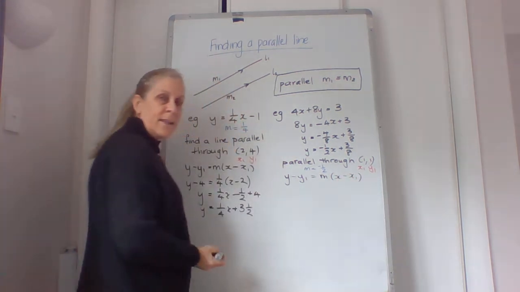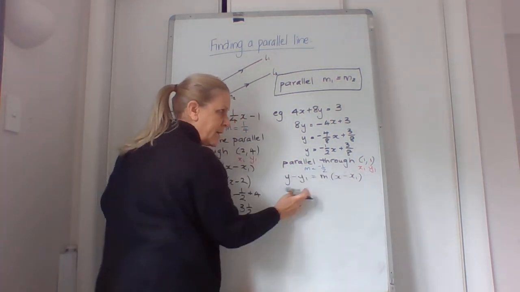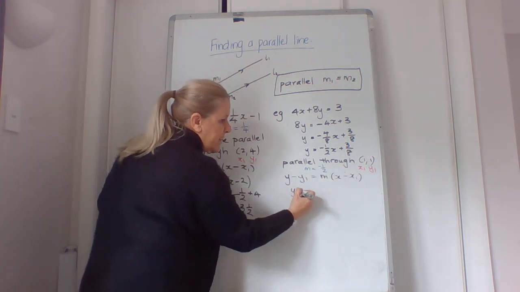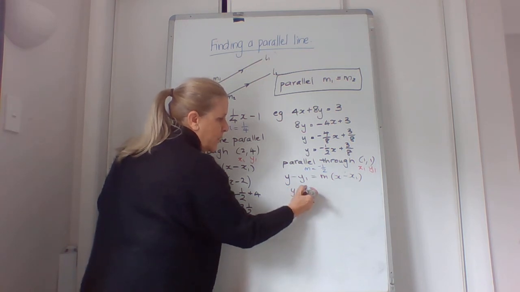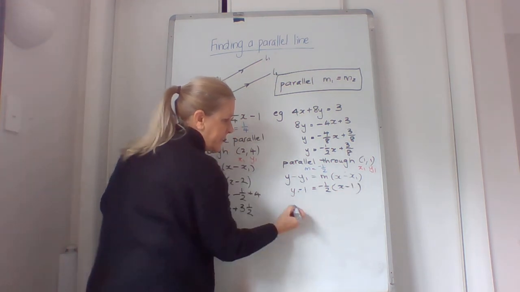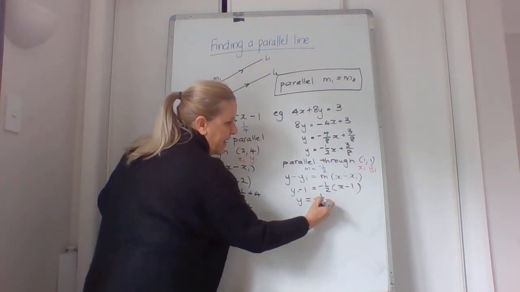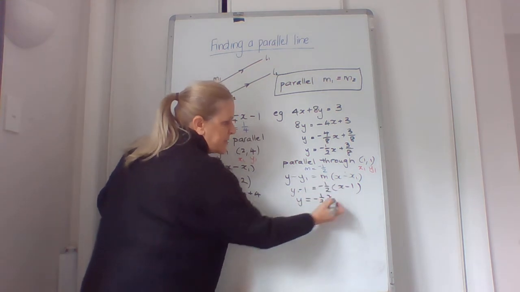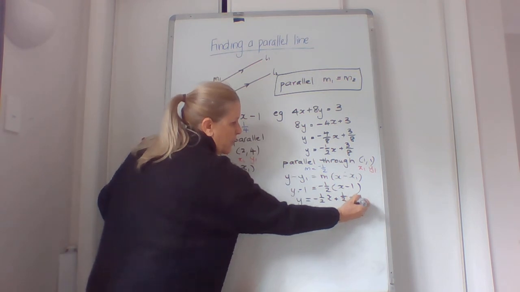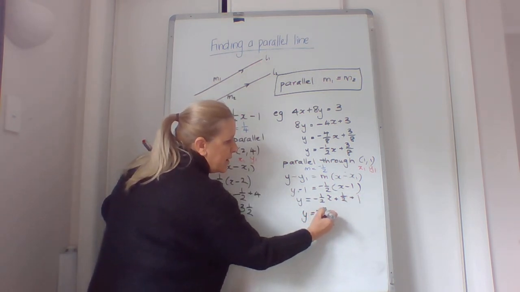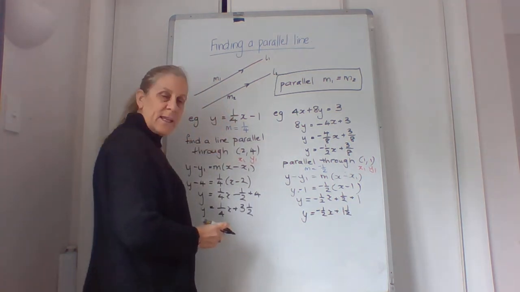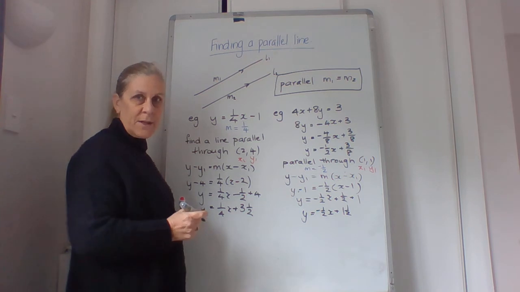You'll get really good at saying that, okay? So y1 is 1, x1 is 1, and m is negative 1/2. Y minus 1 equals negative 1/2 (x minus 1). Y equals negative 1/2 x, two negatives make positive, plus 1/2 and plus 1. So our equation for our parallel line is y equals negative 1/2 x plus 1.5.